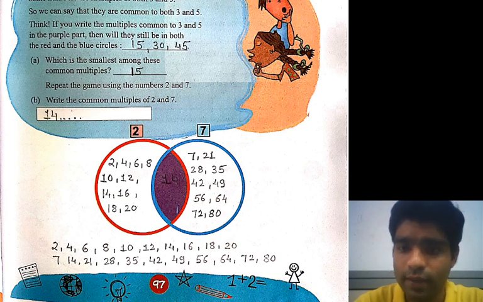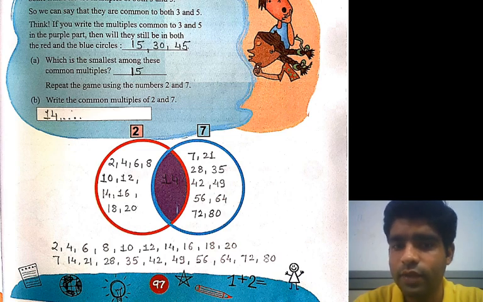This is our 14. Here 14 is the correct answer. Why is 14 correct? See the table of 2 and the table of 7. Both tables have 14 as a common number, because 2 times 7 is 14 and 7 times 2 is 14. It means the common multiple of 2 and 7 is 14. This is a so simple example.